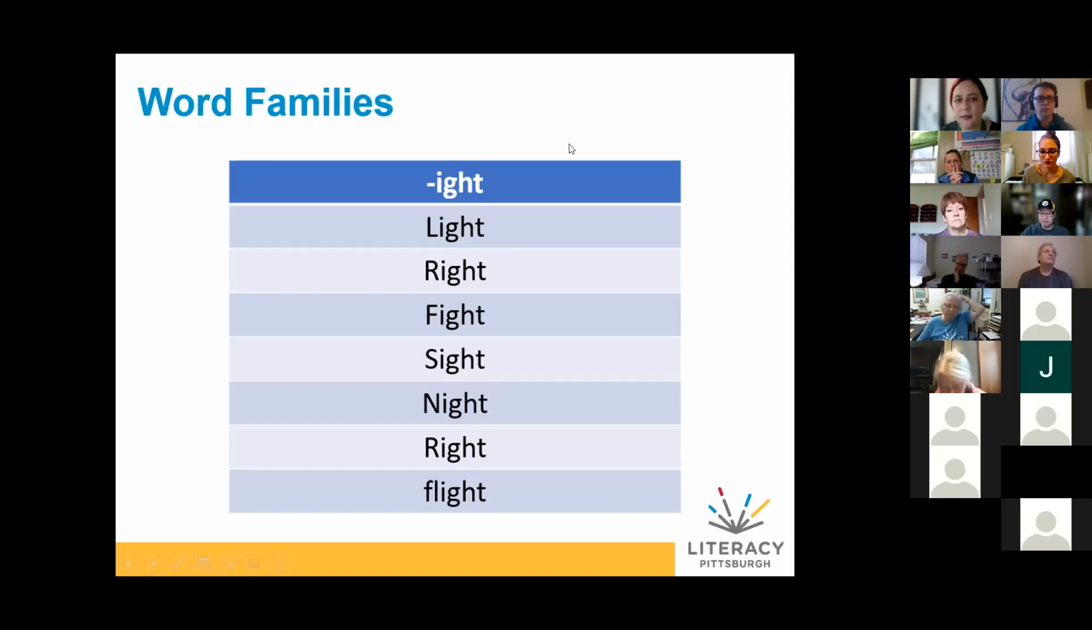So IT, light, right, fight, sight, night. Okay. Notice that there are some letters we don't hear. Point out that there are silent letters when we're writing sometimes. You can also show that this word family sounds the same as ITE, bite, right? Sight, the other sight. And so you can compare word families and show that all of these different spellings equal the same sound.